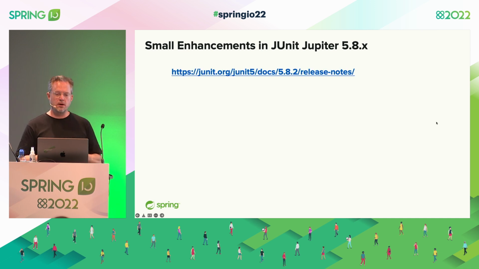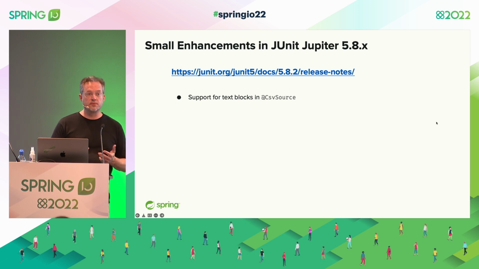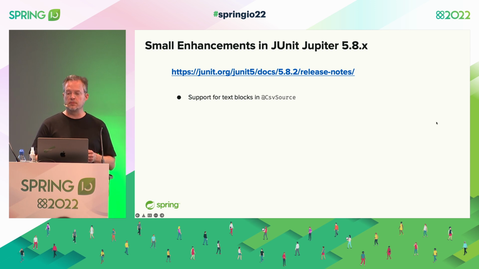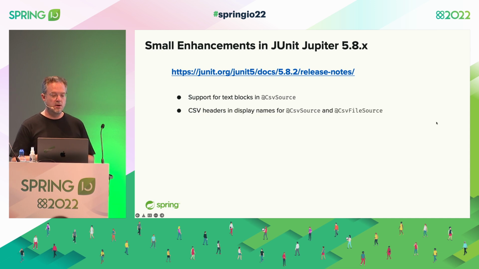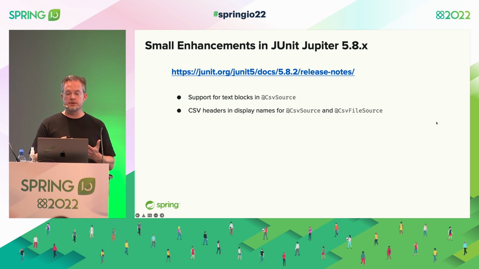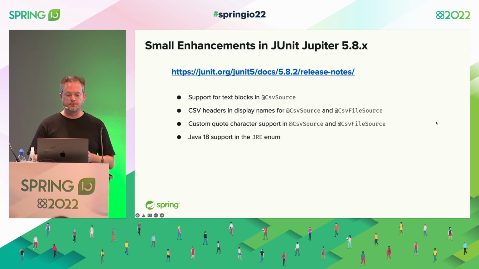Some small enhancements came in after the 5.8 GA release, in 5.8.1 and 5.8.2. You can check out the release notes for more details. Basically what we did is we added support for text blocks in CSV source files. So JUnit 5 is based on Java 8, but you can of course use later versions of the JDK, so you can use text blocks if that's available to you. We also added support for using CSV headers in the display names if you're using @CsvSource or @CsvFileSource. And we now support custom quote characters as well. We added support for Java 18 in the JRE enum, in case you want to use that for things like @EnabledOnJre, @DisabledOnJre, etc.